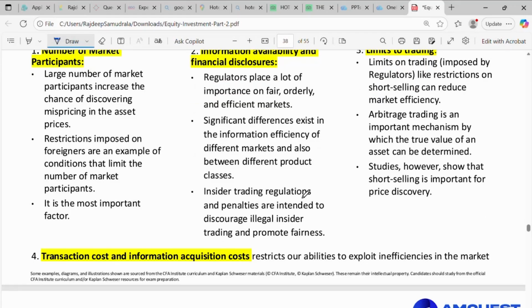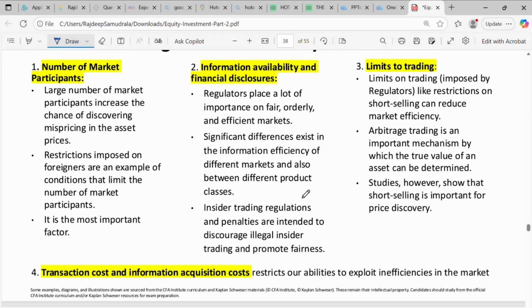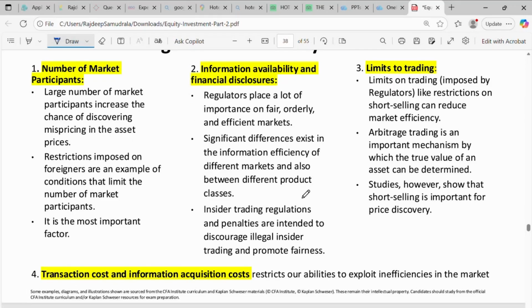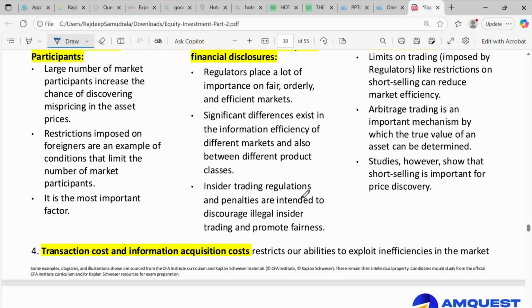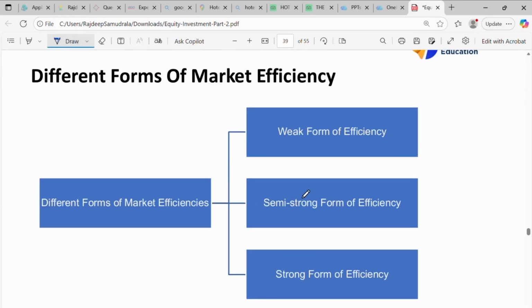Obviously, if you want more efficiency, you want to ensure that transaction costs and investment costs are reduced to a bare minimum so that markets are functioning and achieving efficiency. So quickly, I'll read these four aspects. Please understand the context of efficiency and why these are going to impact it. Number of participants, availability, disclosure, obviously, limits, and transaction and acquisition cost. Right? Now, the most important learnings. What are the different forms of market efficiency? What are they? Obviously, we have weak, semi-strong, and strong, right?